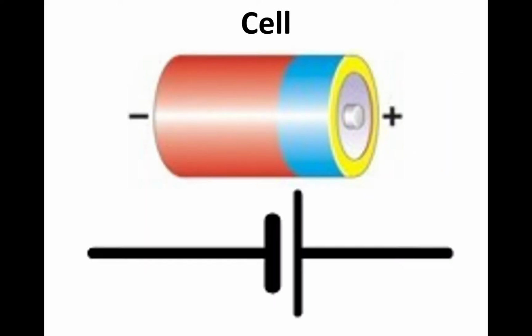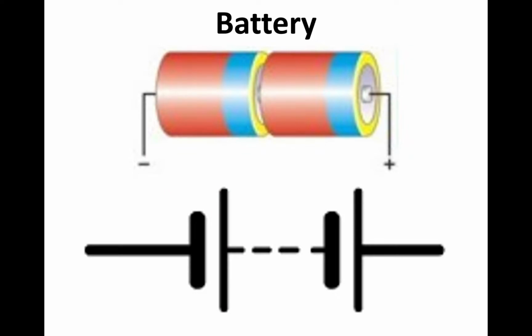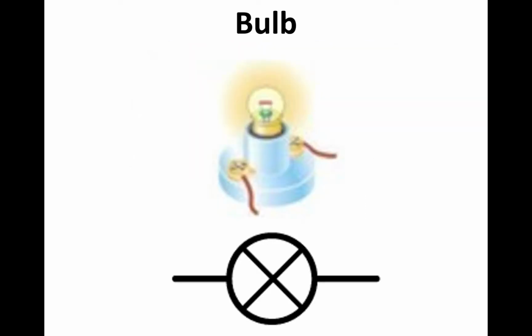So first of all, the cell. The cell is the component that provides a potential difference to a circuit. It provides the push for electrons to flow around the wires. The battery is when we take more than one cell and put them together. The bulb is a component which allows light to be emitted using an electrical current.